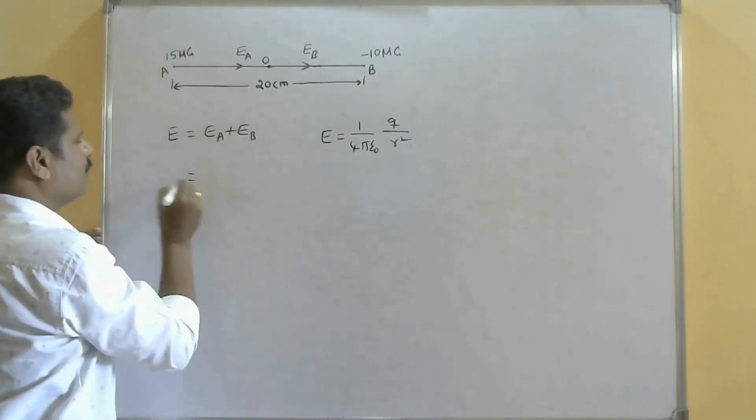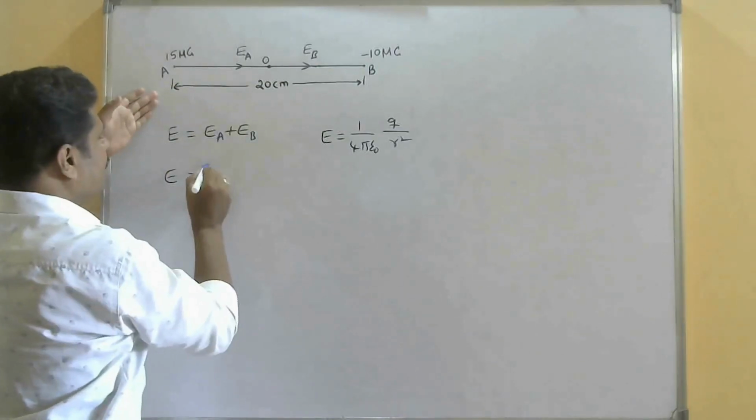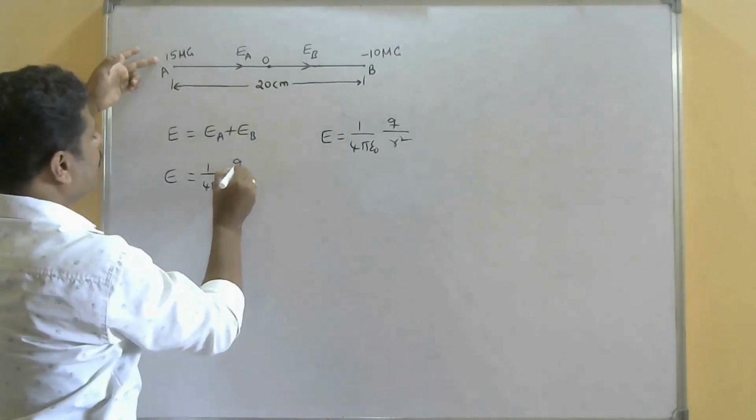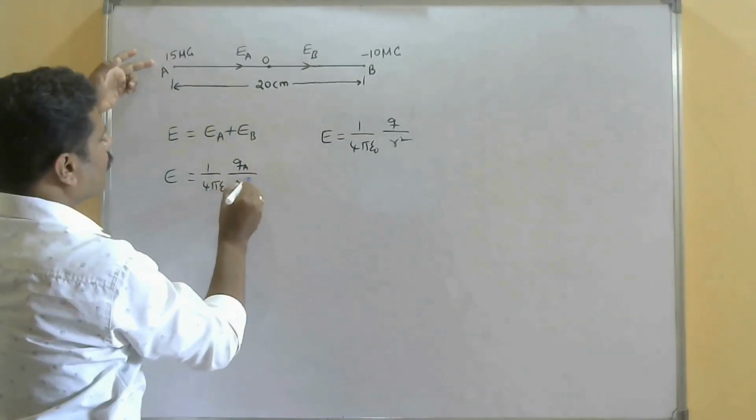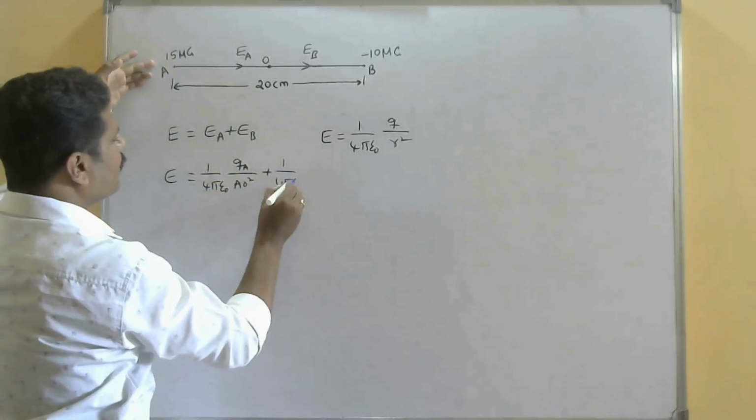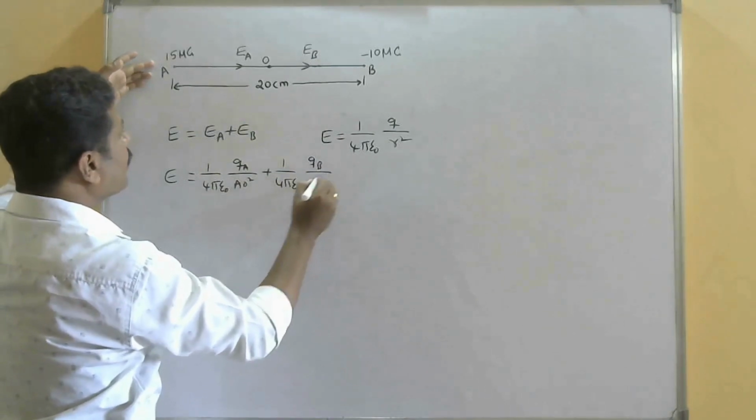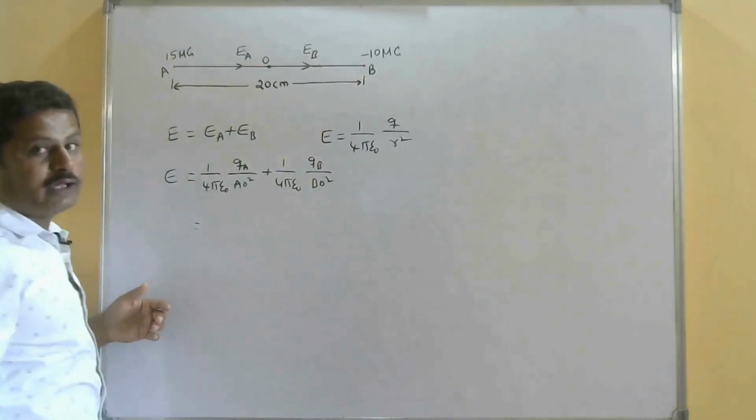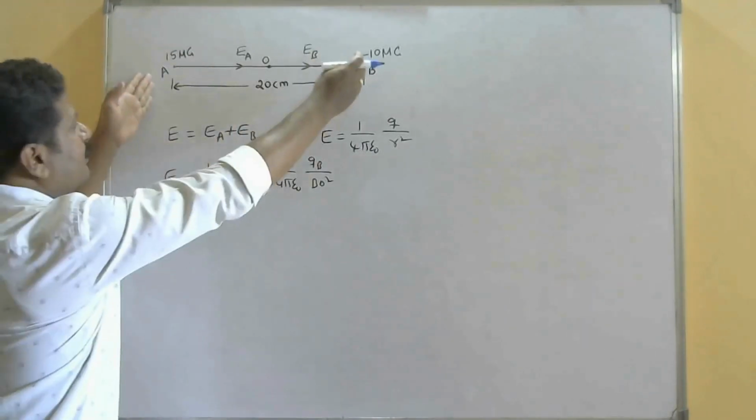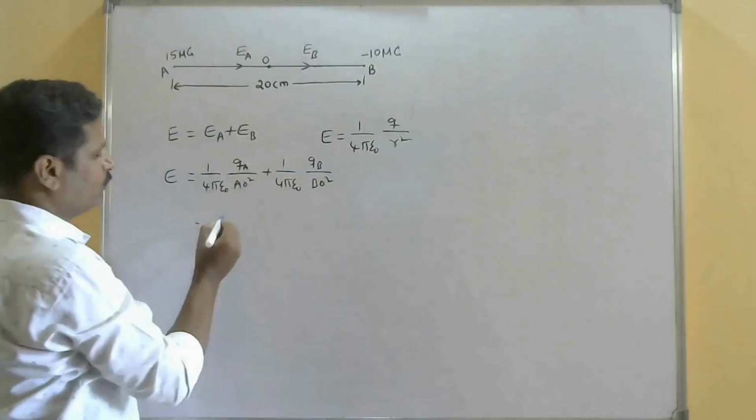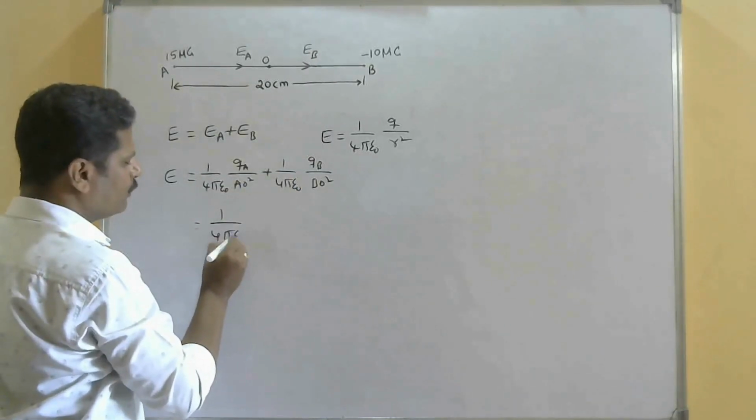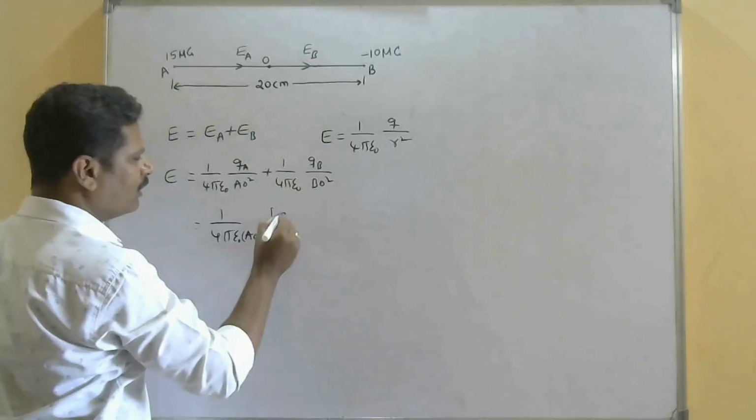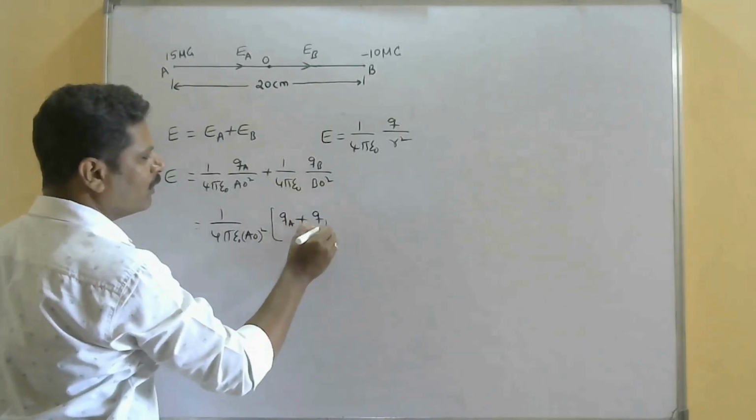And here E equals, EA is nothing but the electric field produced by this charge, so that is 1 by 4 pi epsilon naught QA by AO square plus 1 by 4 pi epsilon naught QB by BO square. Here AO and BO are both equal, because O is the midpoint of these two charges. So let me take them outside, that is 1 by 4 pi epsilon naught as well as AO square, and here QA plus QB.